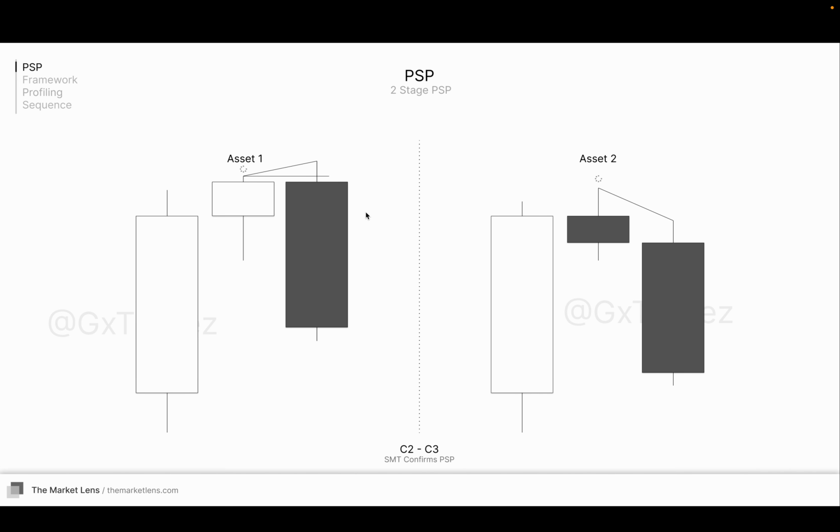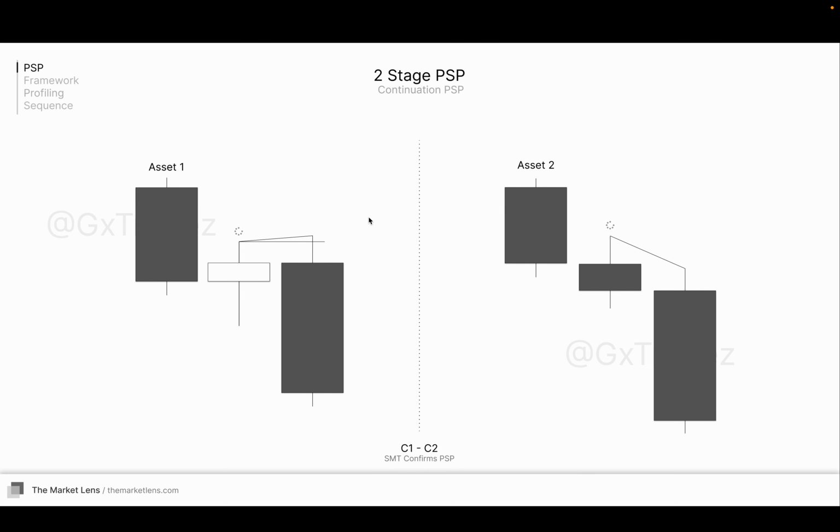So if you had to rank probabilities, I guess you would have a swing formation as the least probable. You would have a PSP as the next probable. And then you would have one of these versions as the highest probable PSP. Because obviously, a swing formation, there's no SMT. A PSP is one Kraken correlation. This is a two-stage Kraken correlation. So it's the highest probable swing formation possible, essentially.